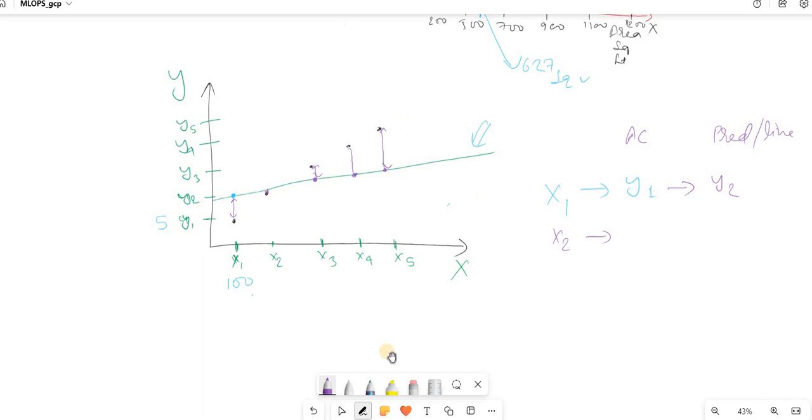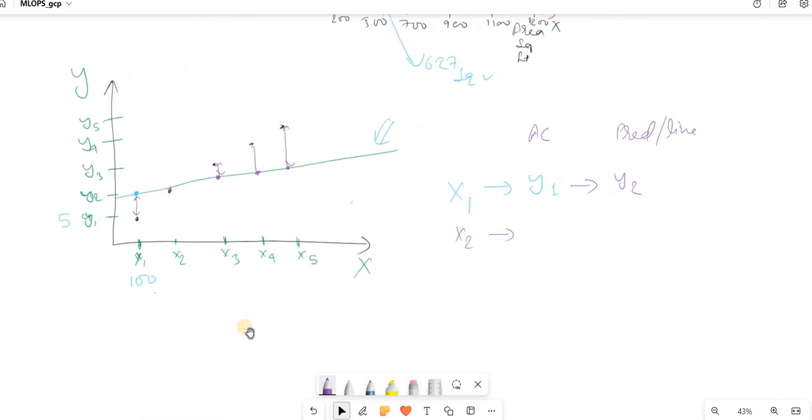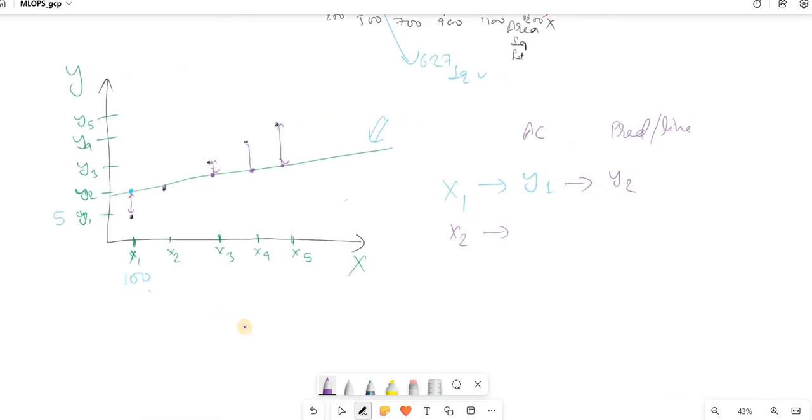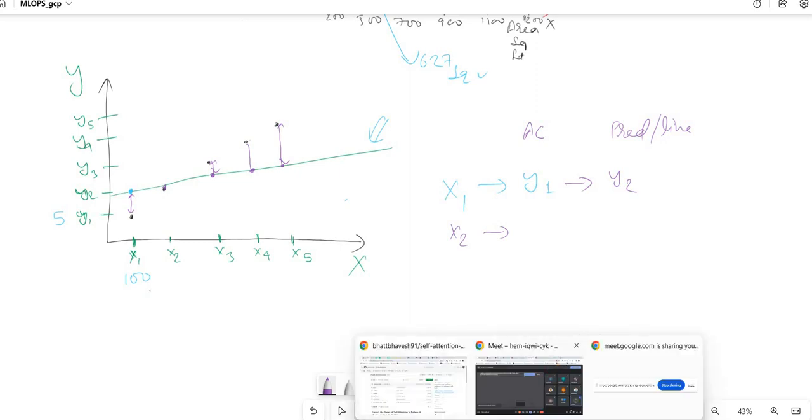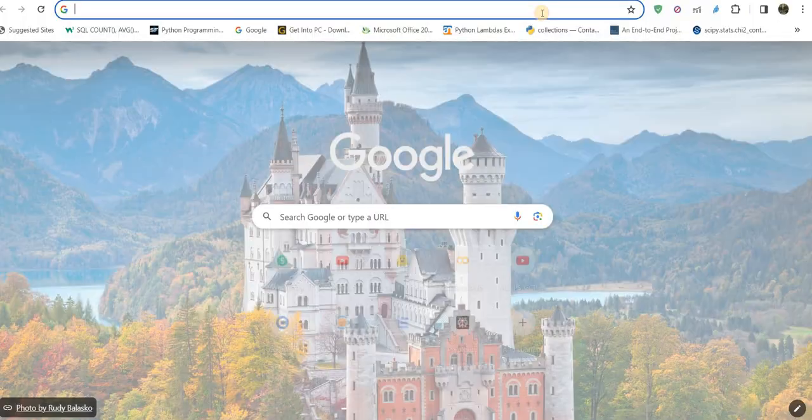Now, one thing to understand: if I calculate the difference between my actual points and the points which are on the line, I have to calculate the distance. If I draw a line which has the minimum distance from all those actual points, those will be the good fit, in terms of difference. So let me show you one graph.